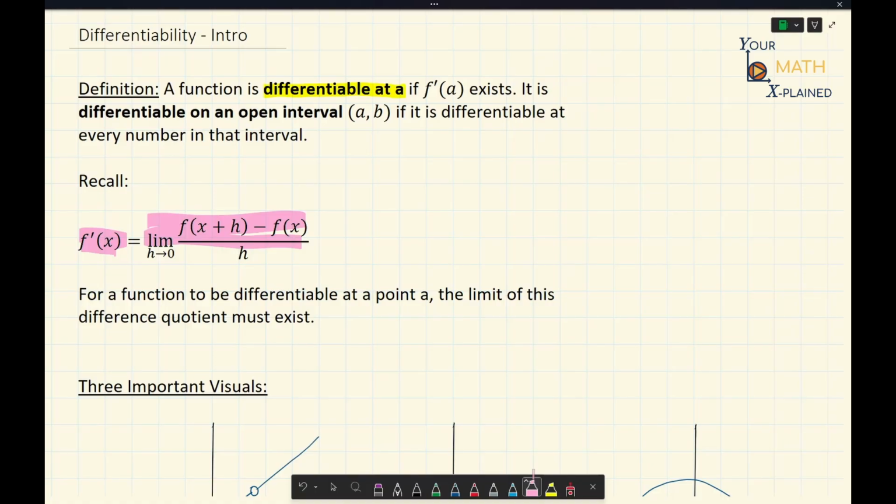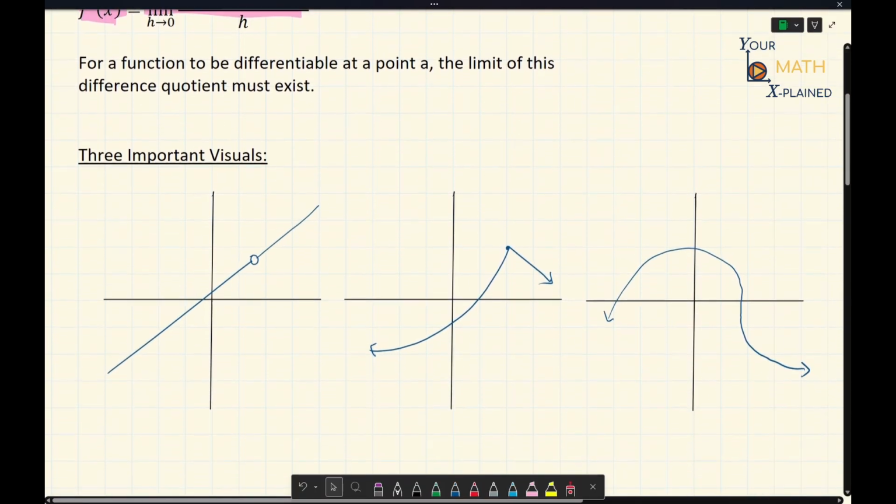So you can think of differentiability as a higher standard than continuity, meaning all differentiable functions are continuous, but not all continuous functions are differentiable. In order to be differentiable, meaning we can find the slope of a tangent, the graph must be unbroken, which is the continuous part, and it must be smooth. There are three classic ways a function fails to be differentiable. Let's take a look at some examples.